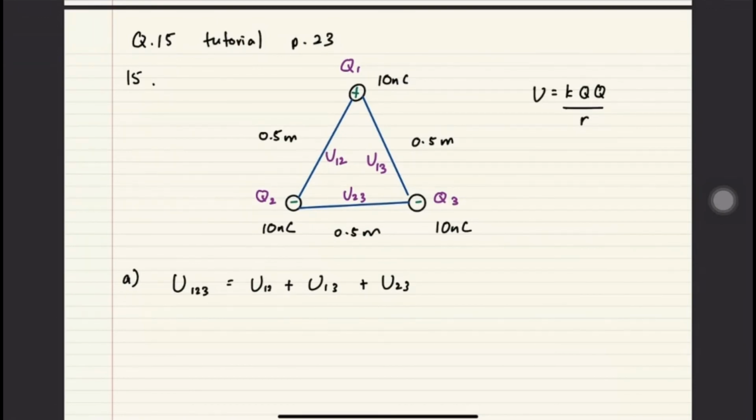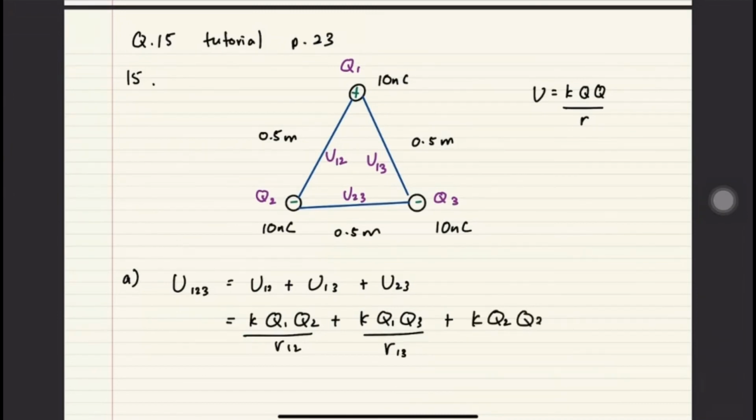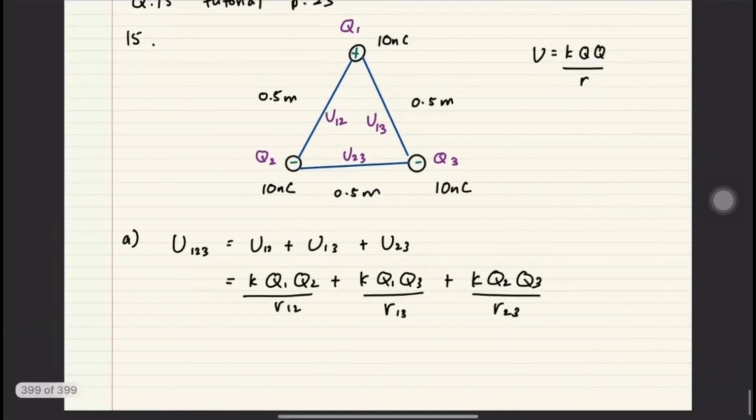Senang sangat. Tapi itulah kadang-kadang student dia tak dapat jawab. But for me, this is the easiest part of this chapter. Maka dia pun banyak itu yang best. Kalau betul lah. So it will be K, saya buat satu step by step. So K Q1, Q2 over R12. K Q1, Q3 over R13. K Q2, Q3 over R23.